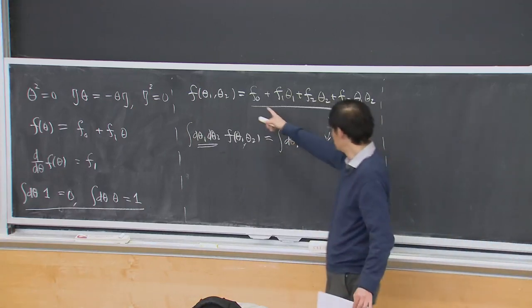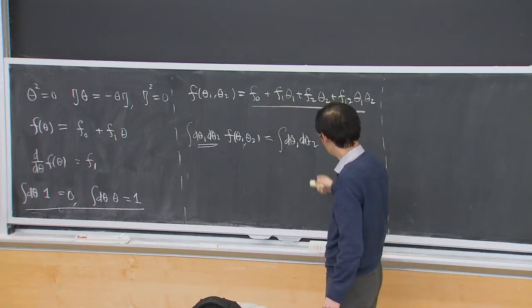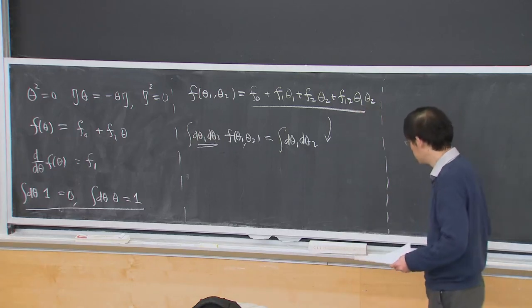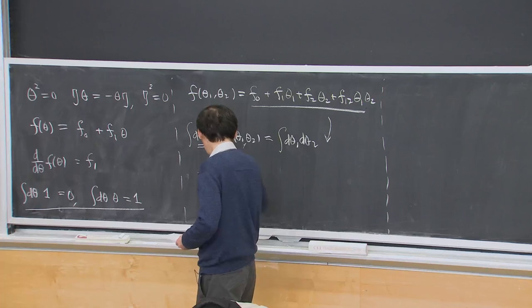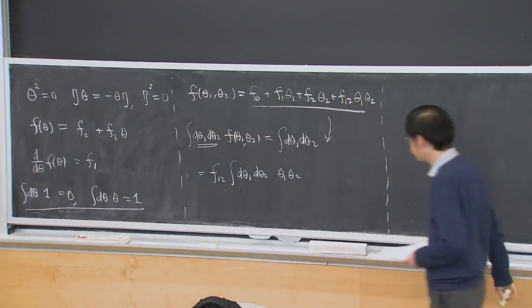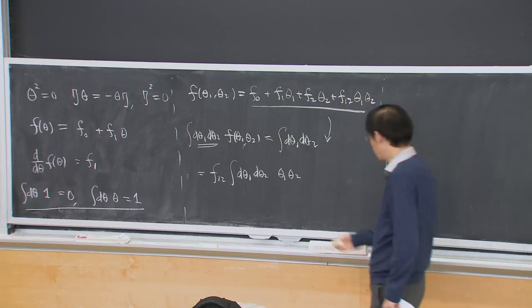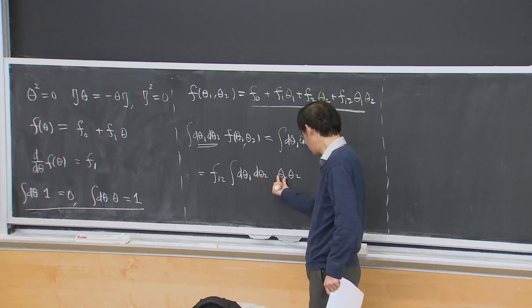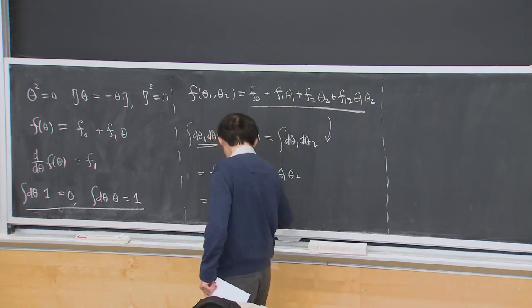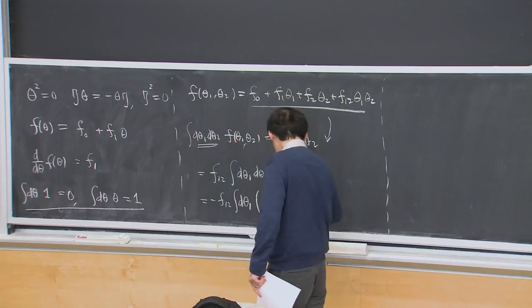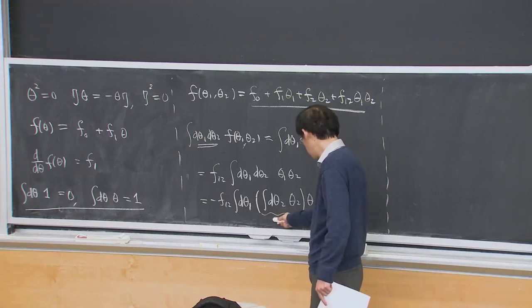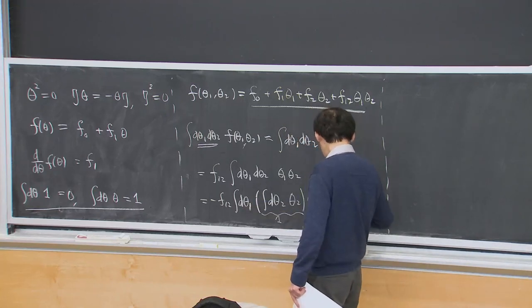Obviously, the first three terms will give you zero, and only the last term will contribute. You just get F12 times the integral d theta 1 d theta 2 of theta 1 times theta 2. Now, because theta 2 is closer to the d theta 1, you need to exchange the order. So we do F12, integral d theta 1, then integral d theta 2 of theta 2 theta 1. Now I have exchanged the order of theta 1 and theta 2, and this gives me 1. After this gives me 1, this also gives me 1, so this is just equal to minus F12.